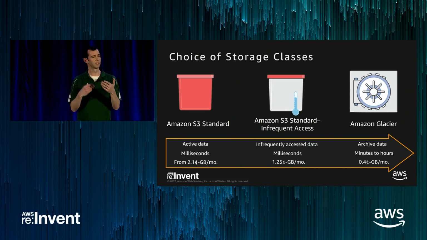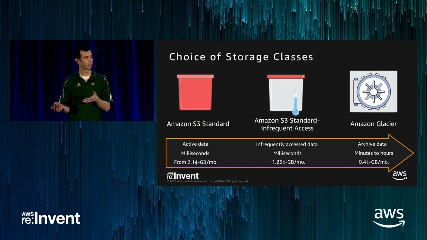So those retrieval tiers give you an option of getting your data back very quick, within minutes, or within hours, and there's a different fee associated with the retrieval there. So you save a lot when you move your data to Amazon Glacier, especially if you're not retrieving it very frequently.